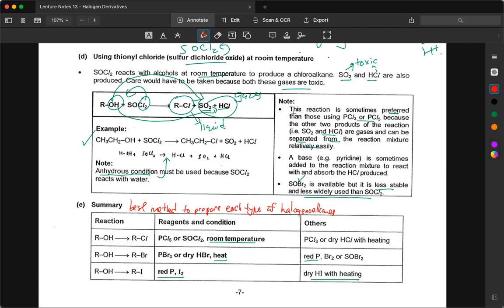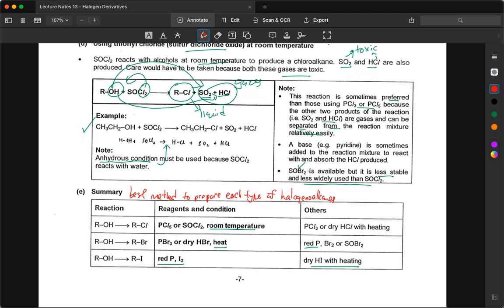This reaction is sometimes preferred over PCl3 or PCl5 because the other two products of the reaction can be easily separated from the reaction mixture. Just that we need to take note of the safety aspects, so it must be carried out in a fume hood to remove the gases. A base is sometimes added to the reaction mixture to react with and absorb the HCl through a neutralization reaction. SOBr2 is also available, but it is less stable and less widely used than SOCl2.